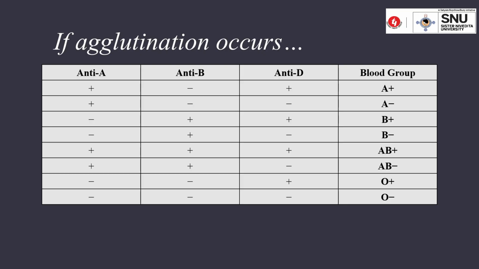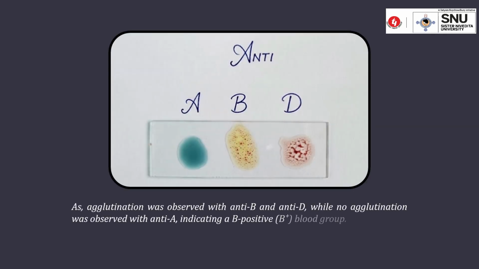Now checking the Rh factor using anti-D serum. If agglutination occurs, the blood group is Rh positive. If no agglutination occurs, it is Rh negative. Here, agglutination was observed with anti-B and anti-D, while no agglutination was observed with anti-A, which indicates a B positive blood group. Now, let's prepare a blood smear.